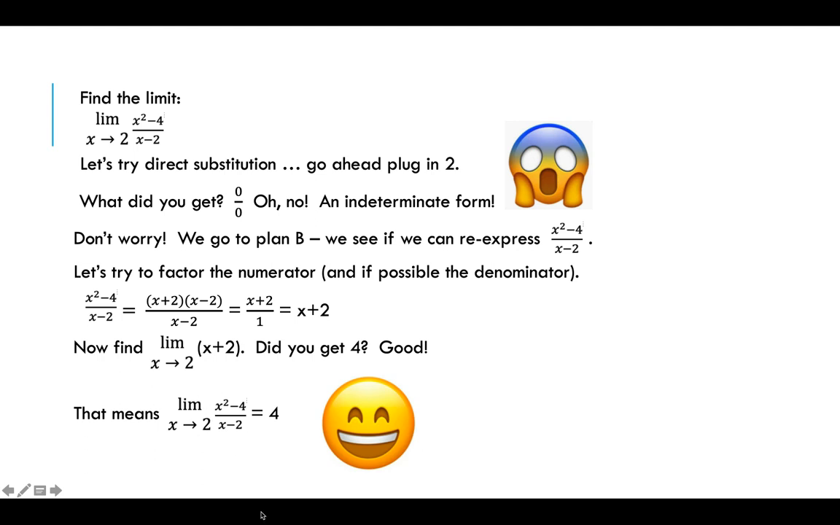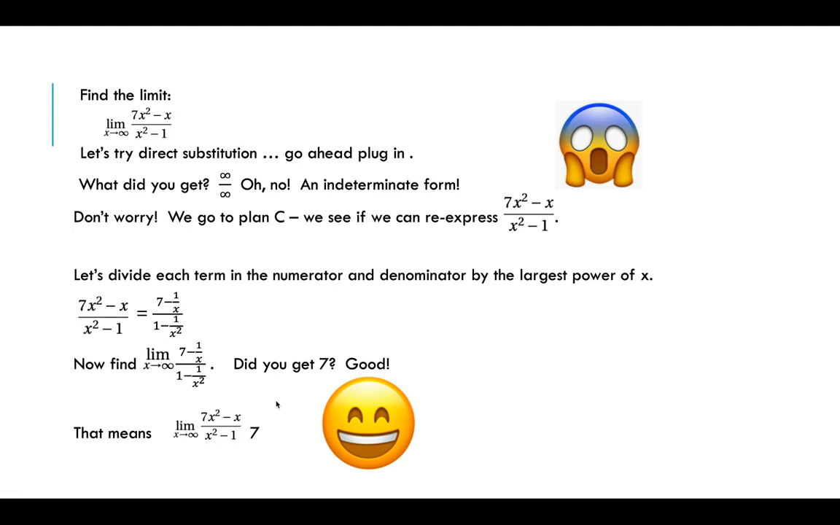Again, if f of x is x squared minus 4 over x minus 2, then the function would be undefined at 2, but the limit exists. The function would be approaching 4 from the left and from the right.